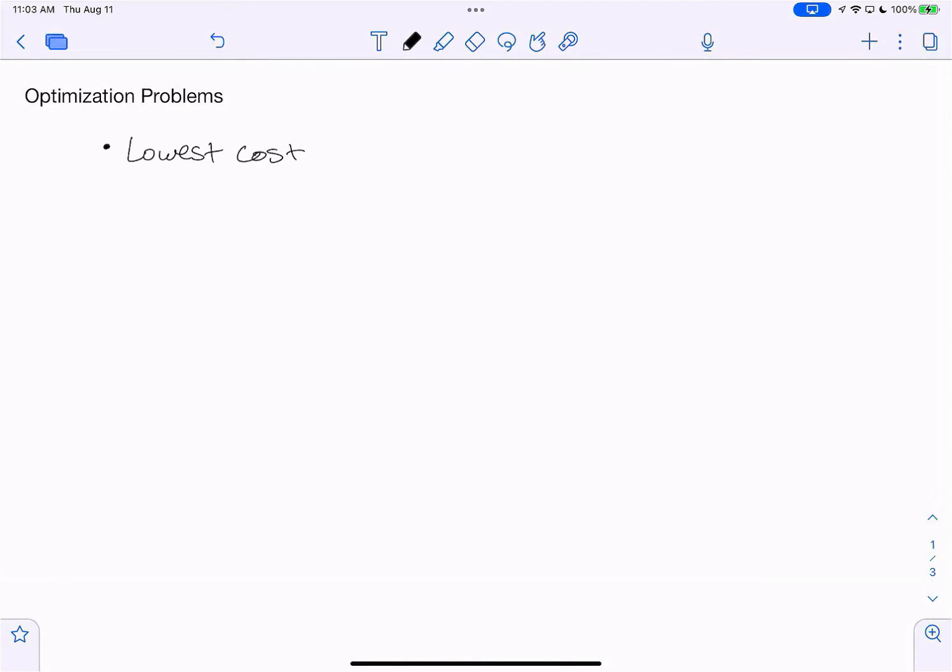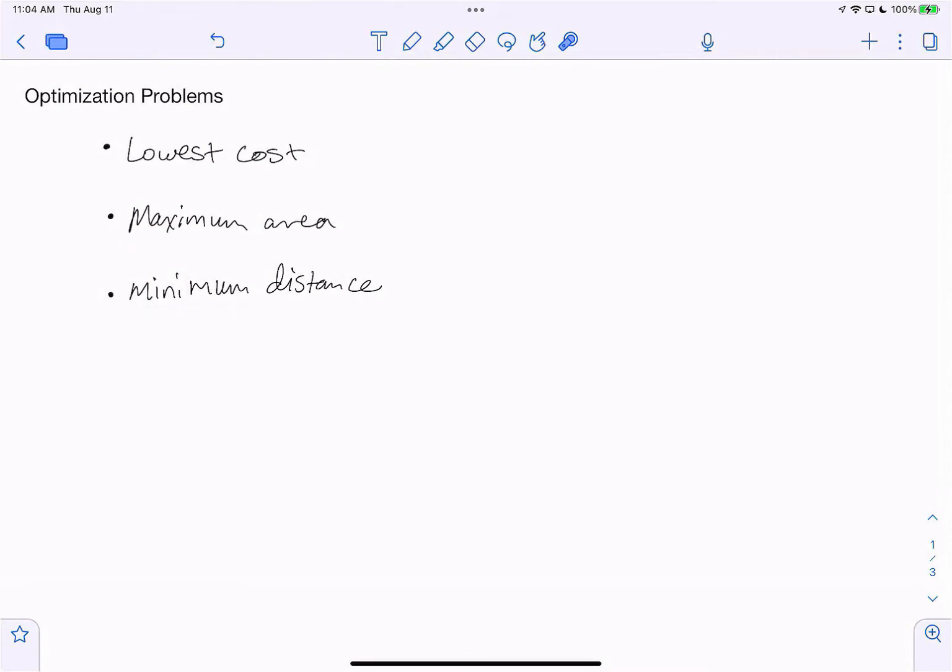Optimization problems look like: what's the lowest cost of whatever scenario? What is the maximum area of a rectangle that can fit inside of an ellipse? What's the minimum distance between thing A and thing B? And the words maximum and minimum aren't always featured.